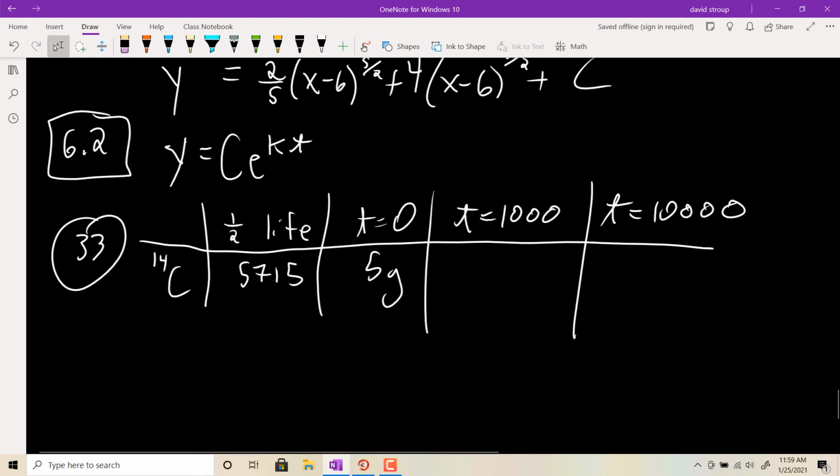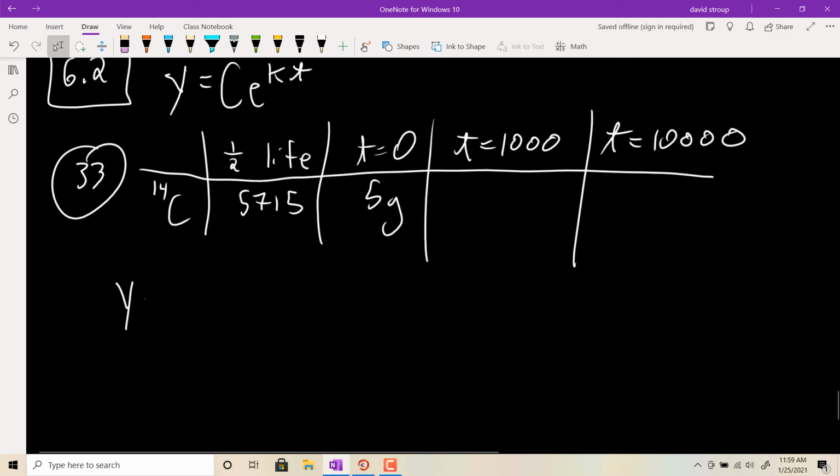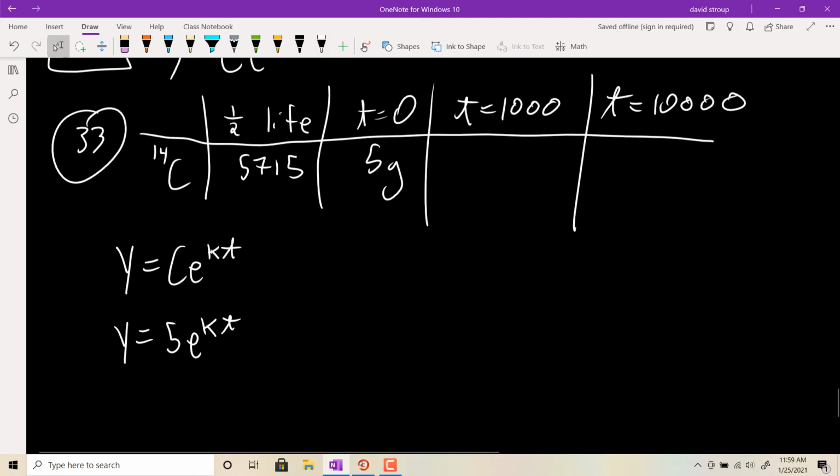Okay, so I use y equals ce to the kt. You should probably have that formula memorized. And what do I do? I need to substitute in information. They give you the initial value, which is c. So that's 5e to the kt. And then I have to figure out what k is using the half-life.